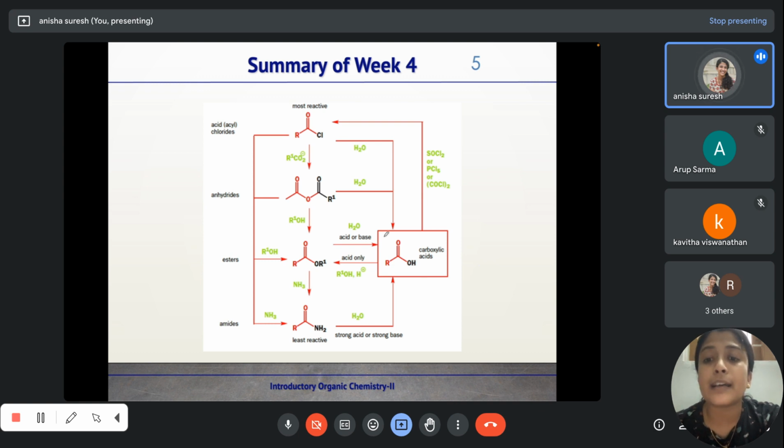Then carboxylic acid could be converted into acid chlorides by reaction with SOCl2 or PCl5 or COCl2. So we have seen the mechanism of this in the lecture videos. If you are having any doubts, you can ask.